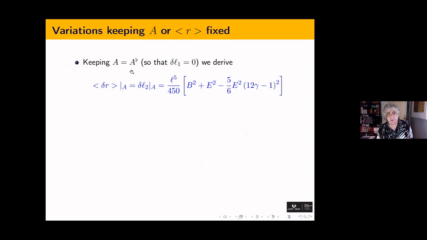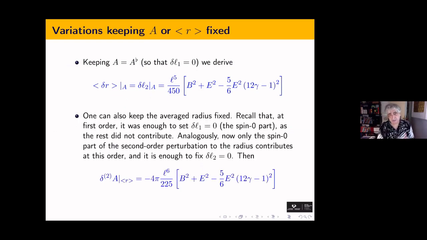If I keep the area fixed, so that at first order already this is 0, this is what I get for the variation of the excess of the radius. Gamma, I remind you, is the proportionality factor between Y and E. And I can also keep the average radius fixed. Only the average radius contributes at this order now. I can forget about the delta tilde L2. And this is what I get, which looks very similar with a different proportionality factor.